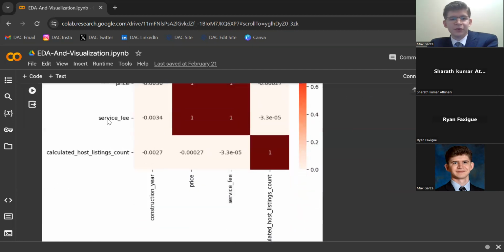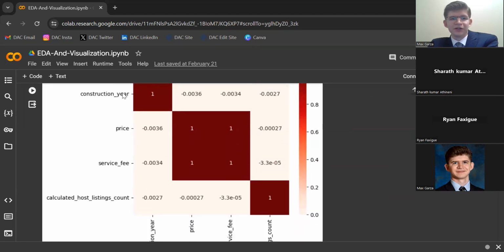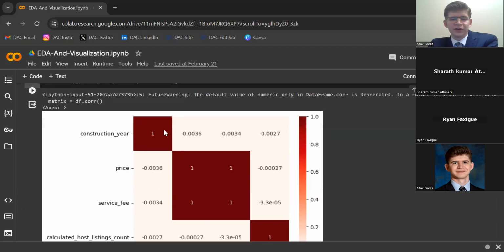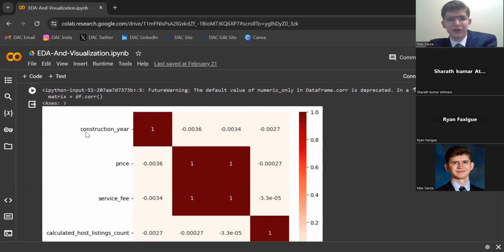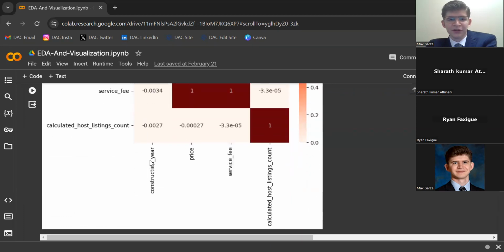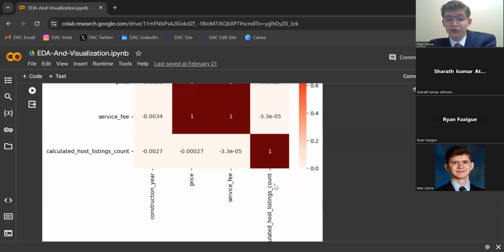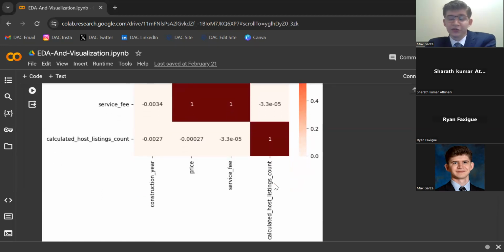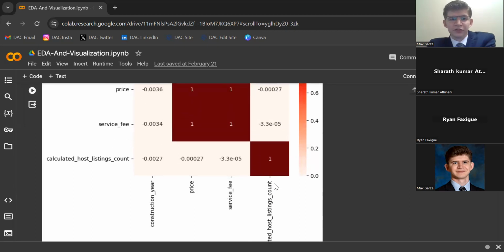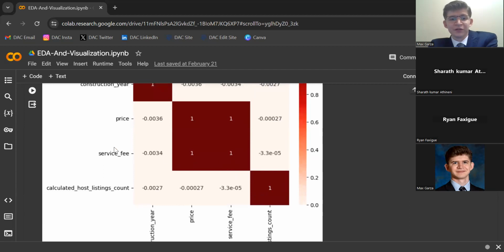Now, you of course want to be careful whenever you look at these ones that occur at a correlation of 1, because oftentimes that's going to be comparing the variable to itself. So here we see calculated host listings count has a perfect correlation with calculated host listings count. Of course, it's going to be completely correlated. It's literally the same values. But what gets more interesting is if you see something like this. Your service fee and your price is at a correlation of 1.